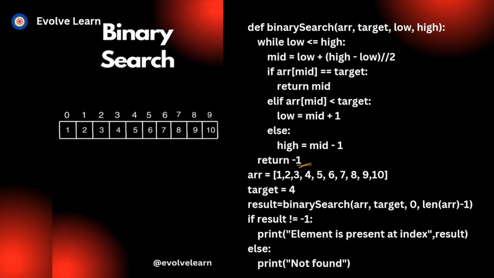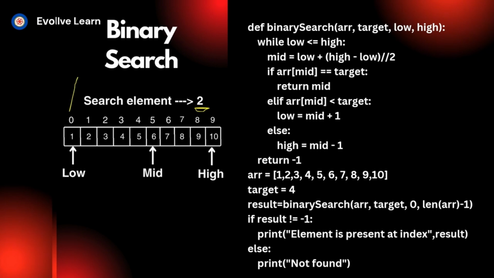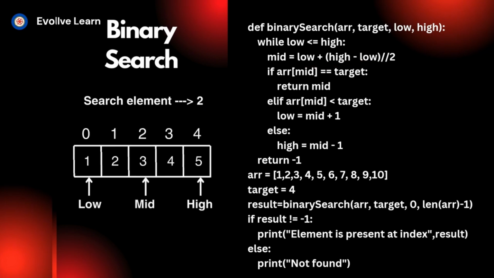In this animation, we have taken an array of size 10 and the element to be searched is 2. We check if low is less than or equal to high, then we divide the array by using this formula. As the search element 2 is less than the mid, this part of the code is executed and we are going to repeat these steps until the searching element is found.